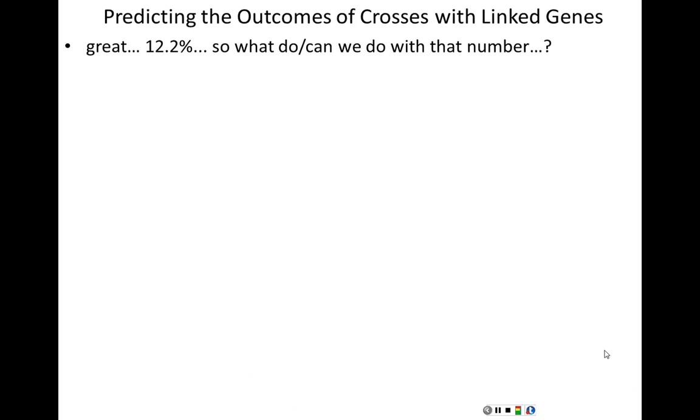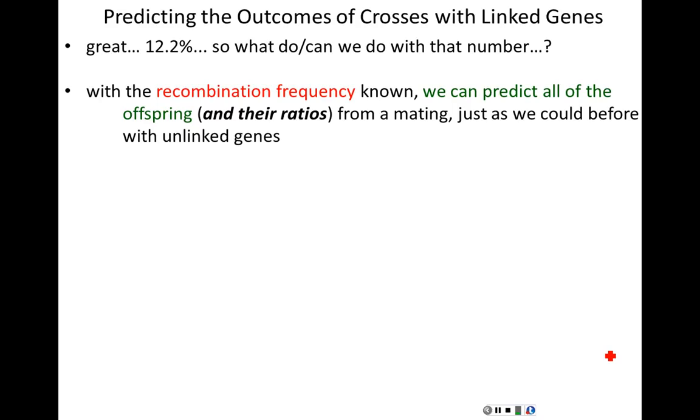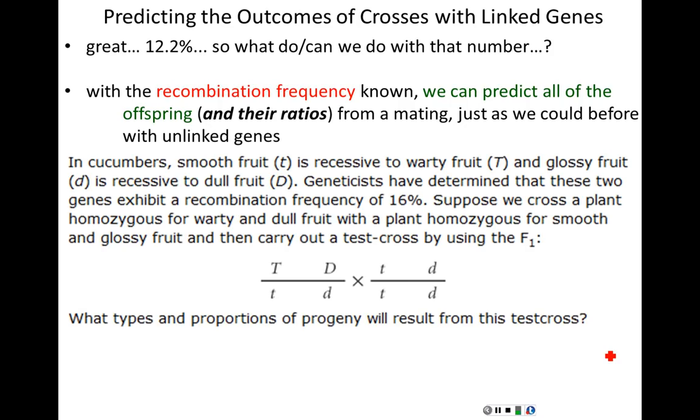But what can we do with that number as geneticists? Well, this is where the prediction comes into play. With the recombination frequency in hand, we can do all of the type of trustworthy predictions that we had been doing before with unlinked genes. We can predict all the offspring and all their ratios from a mating of linked genes and linked traits, just as we could do before, as long as we know or can calculate the recombination frequency.